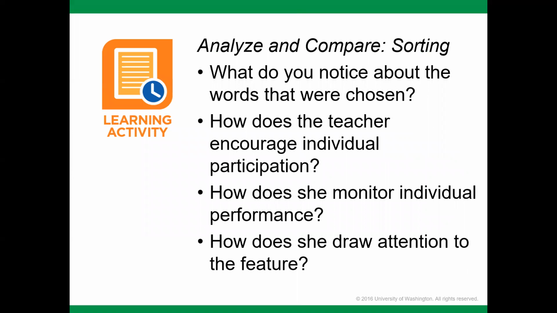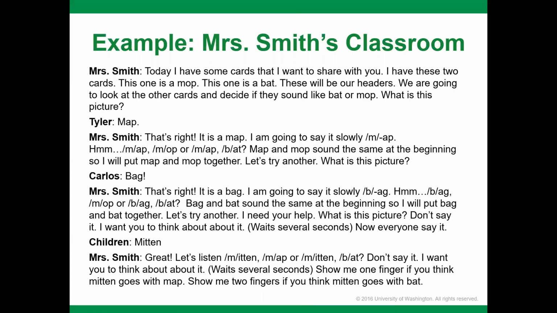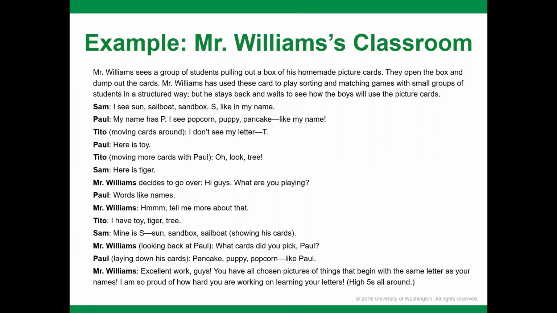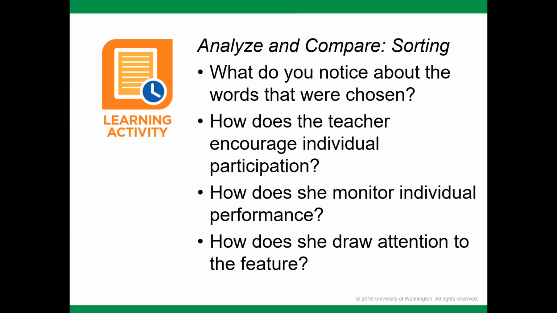What did you notice about the words that were chosen, the words that Mr. Williams used to make the cards? The words he used again are very simple words that children 3 to 5 in preschool are able to recognize. The words he chose are sun, sailboat, sandbox, popcorn, puppy, pancake, tree, tiger, and toy. So these are all words that children will be able to recognize the picture of. So simple words that children know.